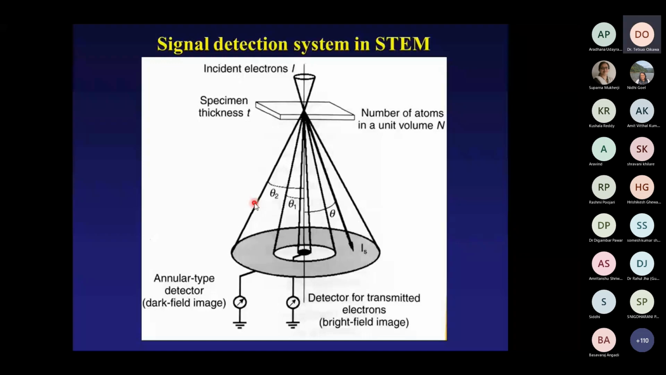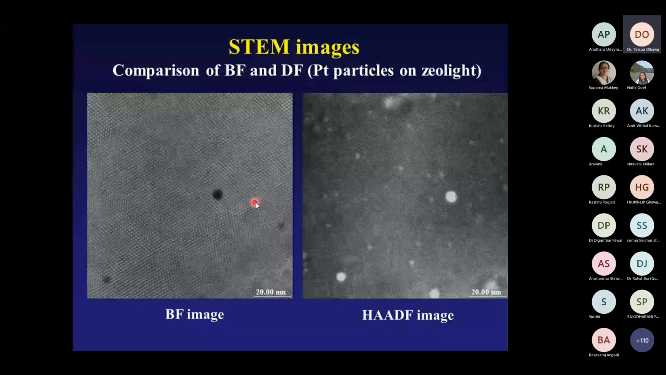This is just an example of a STEM bright field image on the left hand and dark field imaging on the right hand. The sample is a heavy element, platinum particles, distributed on a zeolite crystal. Zeolite is a relatively light element, silicon and oxygen, but platinum is heavy. Heavy element goes to dark contrast in bright field imaging. This is similar to conventional bright field TEM imaging.